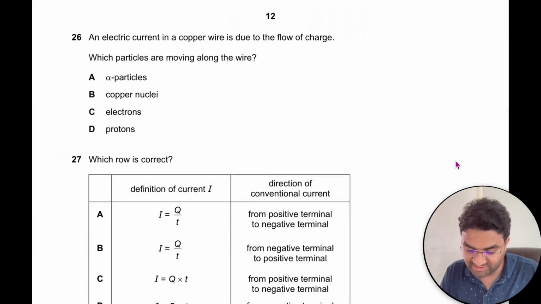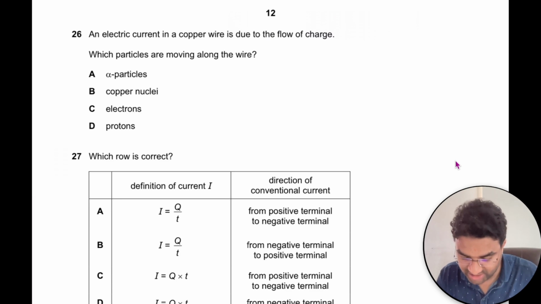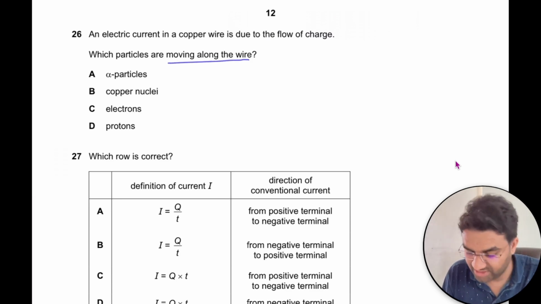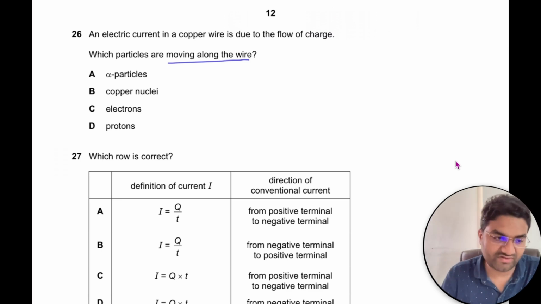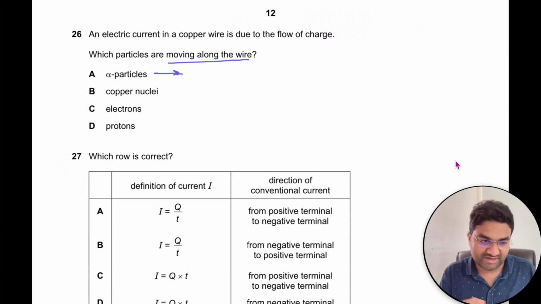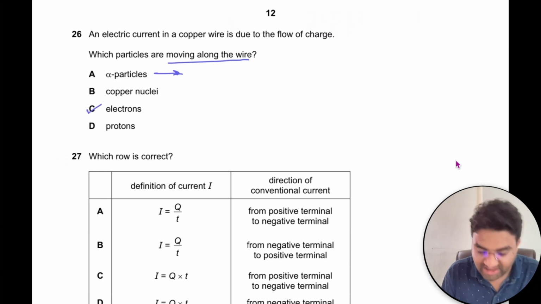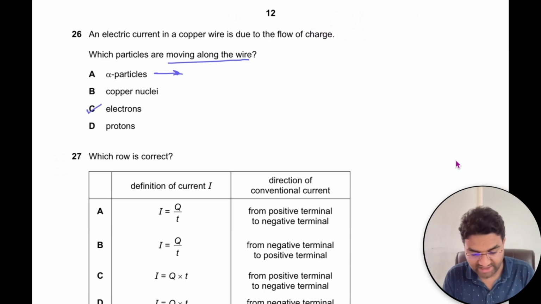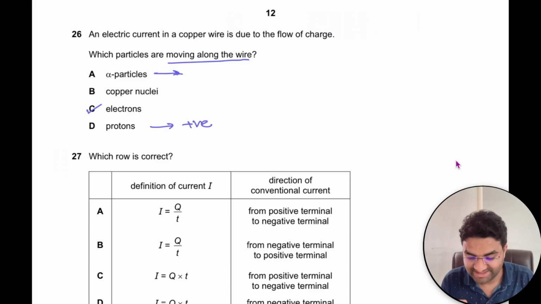Getting it? Then next one, the electric current in the copper wire is due to the flow of charge. So which particles are moving along the wire? Alpha particle, copper nuclei, electrons and protons. Alpha particles are associated with radioactive decay, so this one doesn't make sense. Copper nuclei basically contain protons and neutrons, so it is also not that. Electrons actually do move along the wire. Protons, no, they are positively charged. All right. So the correct answer is the electron.